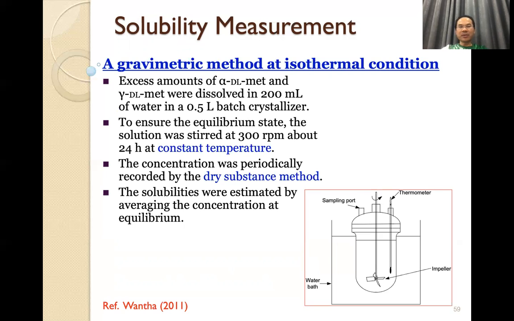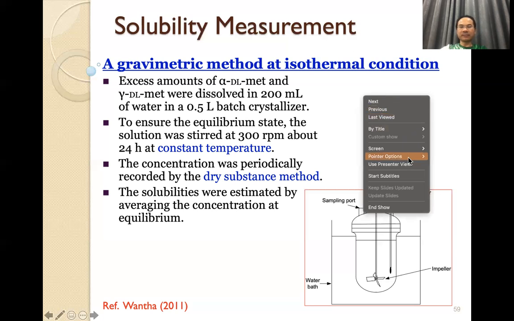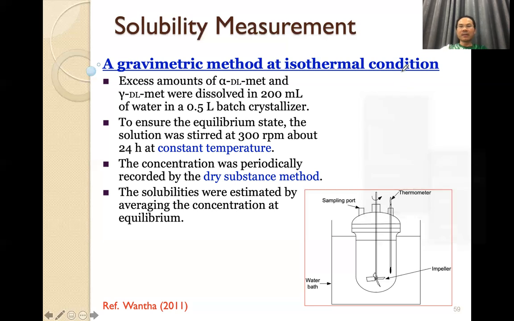Okay, for this slide, we will talk about how to measure the solubility. The easy way to measure the solubility we call the gravimetric method. In the gravimetric method, we measure at constant temperature, or isothermal condition. For example, we have some vessel or some reactor. We put this in a water bath to control the temperature. In this, we have a mixer. The mixer helps to dissolve the solute in the solution.